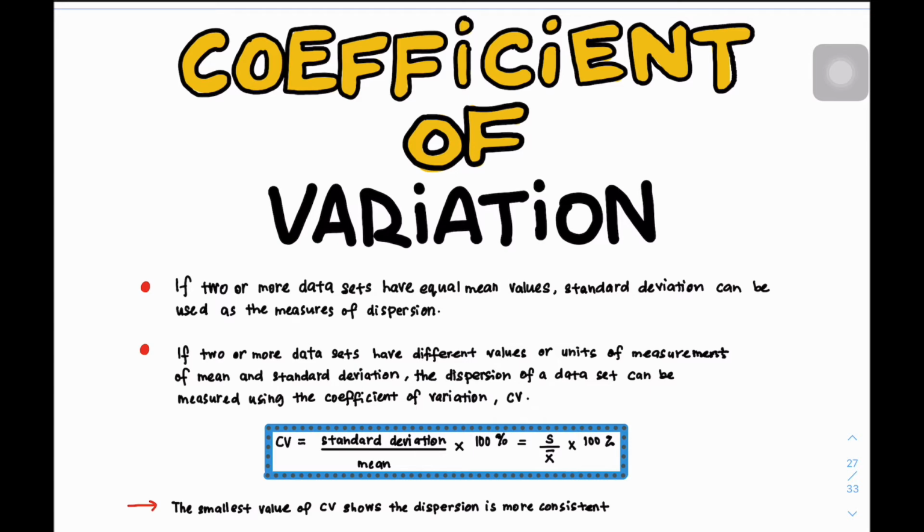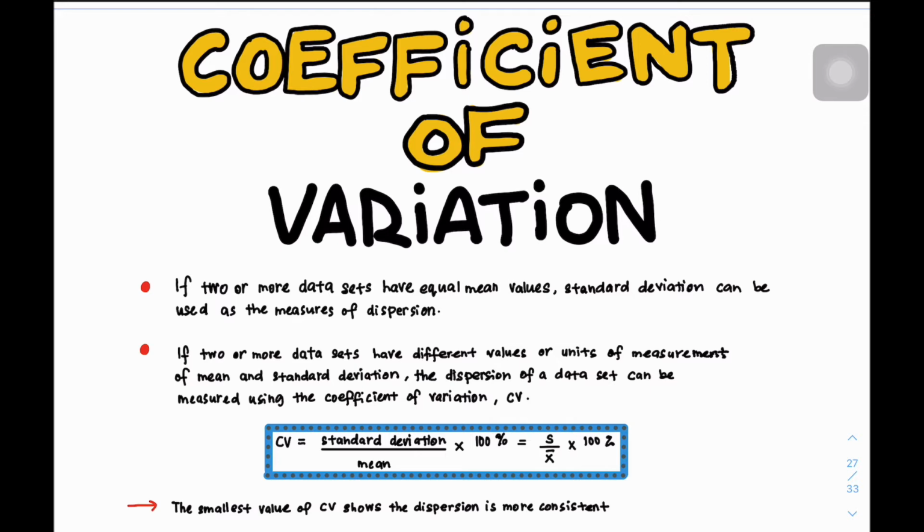Tapi kalau kita ada standard deviation dan mean yang berbeza, kita nak ukur measure of dispersion of our data set, we can use the coefficient of variation. Tapi coefficient of variation ni dia tak tunjukkan the wide or close the data to the mean, tapi dia tunjukkan consistency. Okay, so kita boleh tengok macam mana nak kira coefficient of variation. The formula is standard deviation divide by mean multiply by 100. So dia dalam bentuk persen lah.